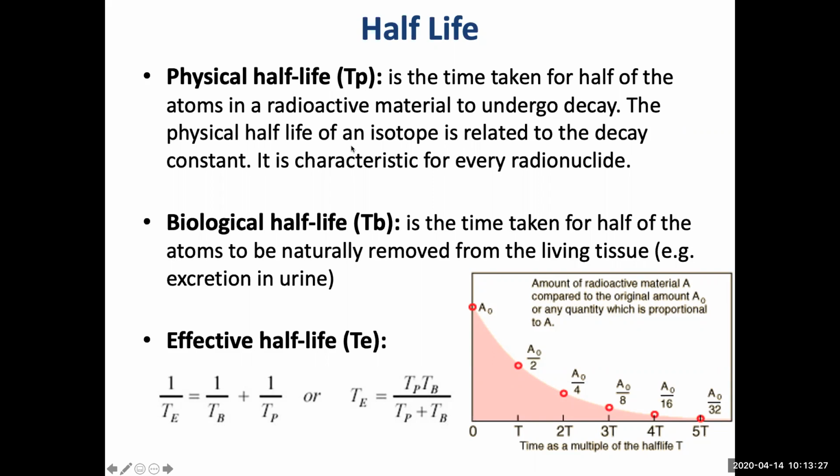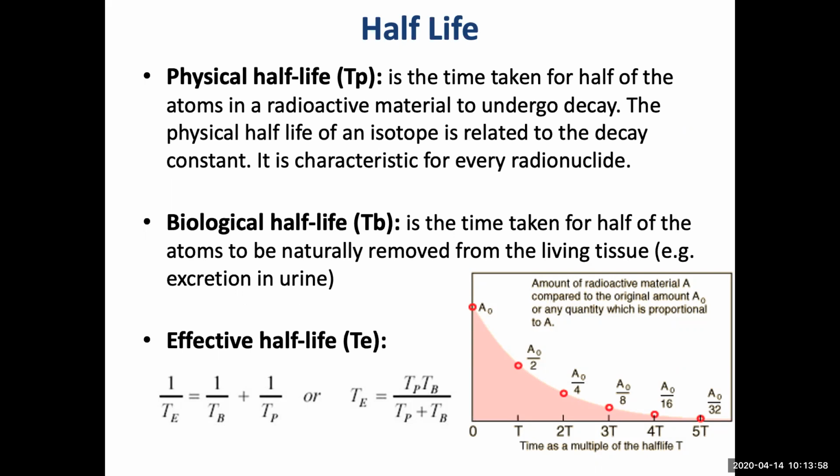For example, the half-life of technetium-99m is 6 hours. It is always 6 hours, whether it is inside the body, outside the body, whatever. The 6 hours is fixed for this kind of radionuclide. So it doesn't change, the same as the decay constant. While biological half-life is changeable, it is the time taken for half of the atoms to be naturally removed from the living tissue, for example, by excretion in urine.